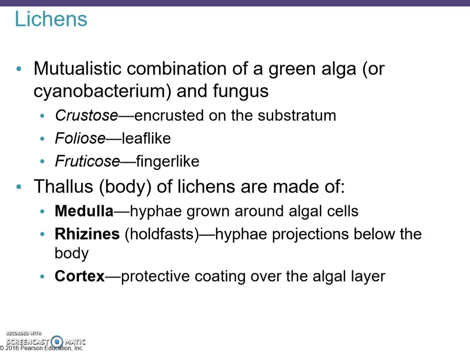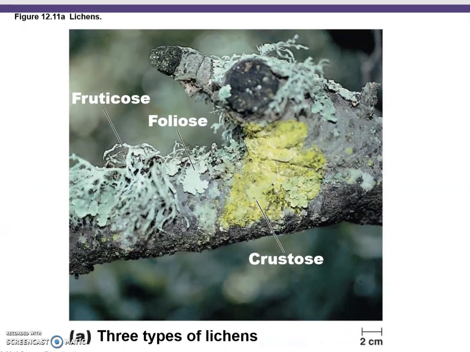So let's take a look at what they look like. There's a thallus, the body of a lichen, made of this medulla, and then rhizines, this holdfast that holds on to, let's say, a rocky surface, and a cortex, a protective coating over the algal layer. Here's what lichen looks like.